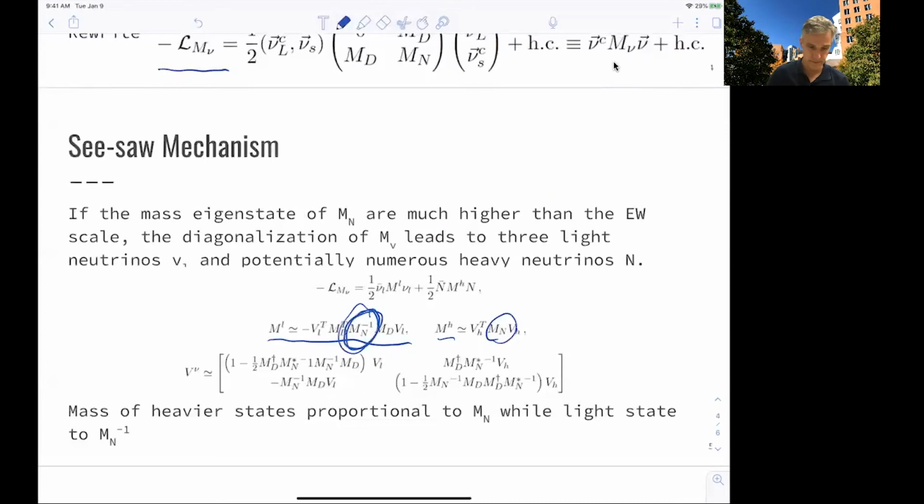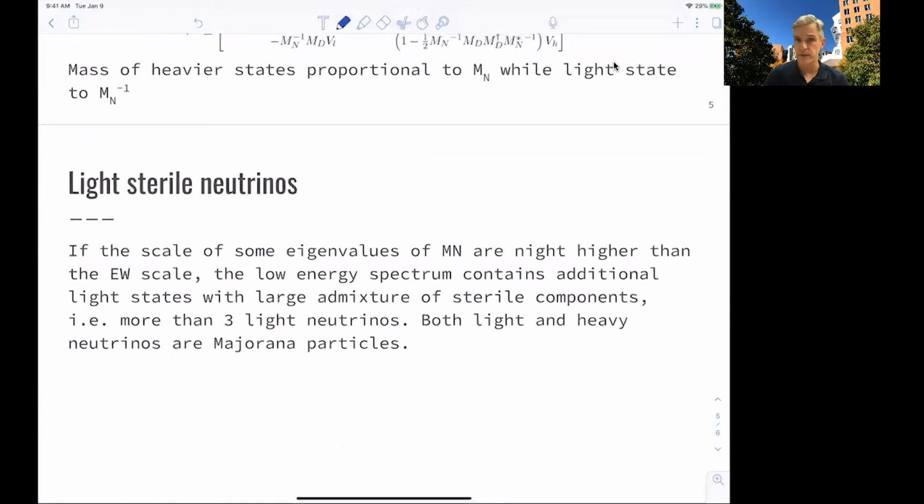However, if the mass scale of those eigenvalues is not much higher than the electroweak scale, the lower energy spectrum contains these additional light states. So you have not just the three light neutrinos, but additional light states, which mix with these three light neutrinos. And that is an interesting area to look for these particles, as they would lead to small deviations in observed electroweak precision properties. And they might lead to some interesting decays in nuclear physics. And we'll come to those specifics later.